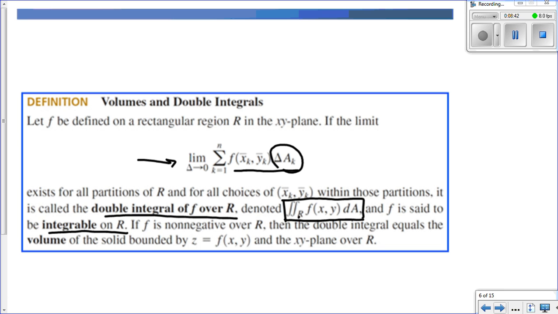And then if f is non-negative, now that function f could have gone above or below the x-axis, but if f is non-negative, then what we're actually finding with this double integral is the volume of that solid. So that's what it would represent if the function f does lie above the XY plane.